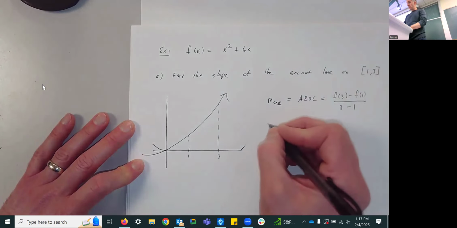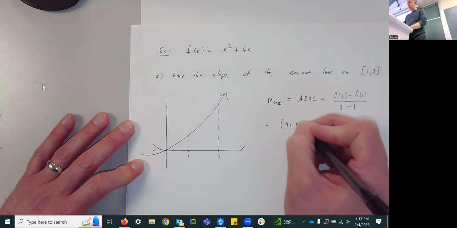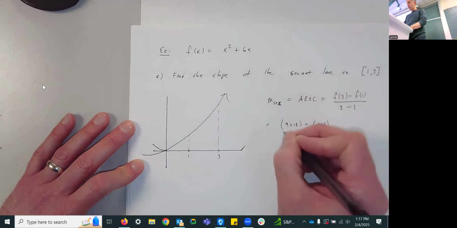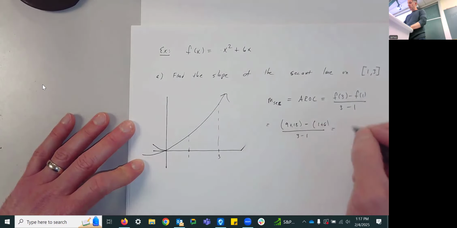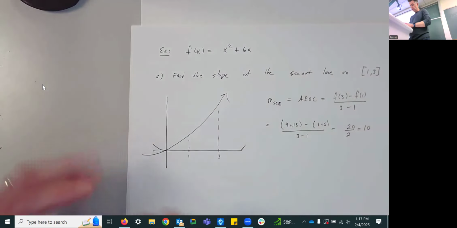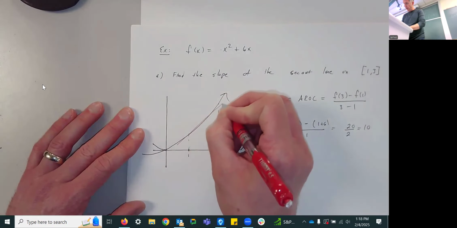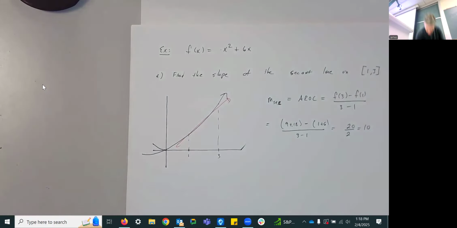So in this case, f of 3 is going to be 9 plus 18, minus f of 1, which is going to be 1 plus 6, divided by 3 minus 1. Simplifying that, that's 27 minus 7, so 20 divided by 2, which is 10. So the slope of this line, which I'm drawing poorly here, sorry, the pictures aren't always great, the slope of that secant line is 10.